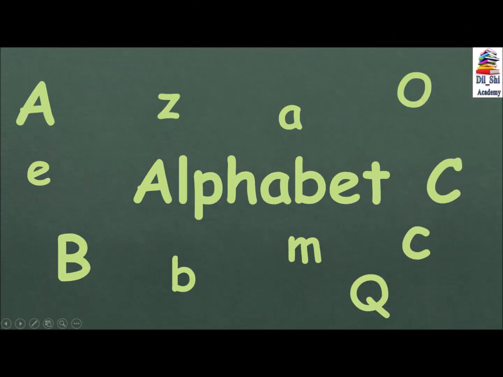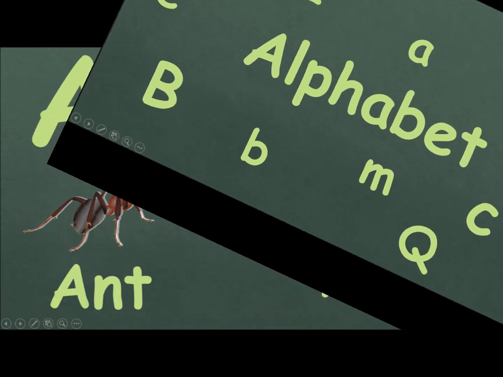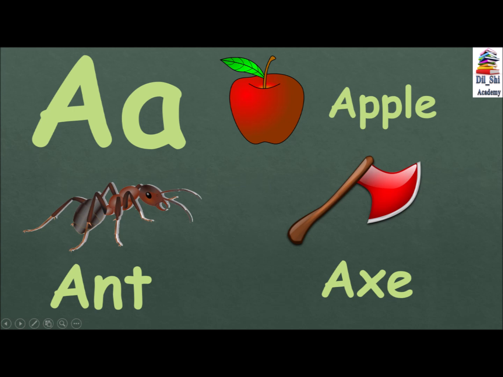Today let's learn alphabet. Let's see alphabet letters. A. A for apple. A for ax. A for ant.